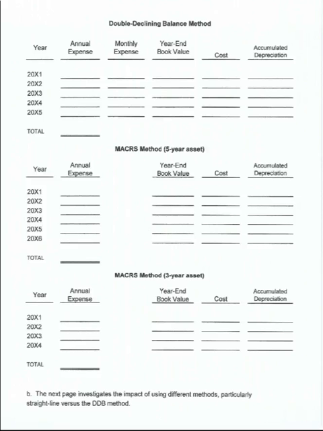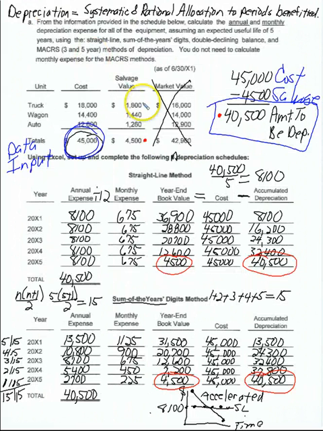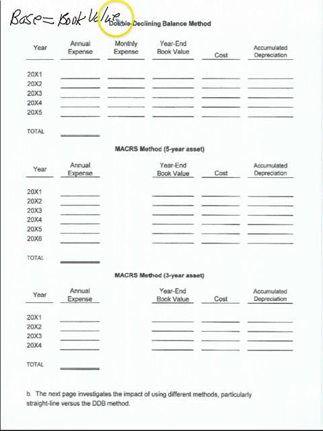So now let's look at double declining balance. Double declining balance is a little bit more complicated. It does not use the base of 40,500. Instead, the base is going to be book value. So instead of taking some rate times 40,500, it's going to have a rate times book value.